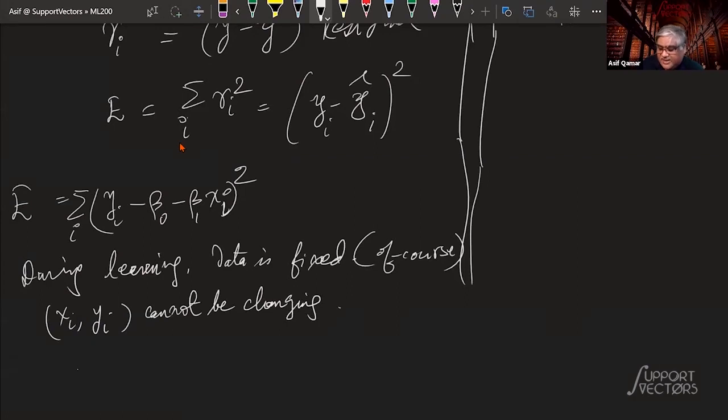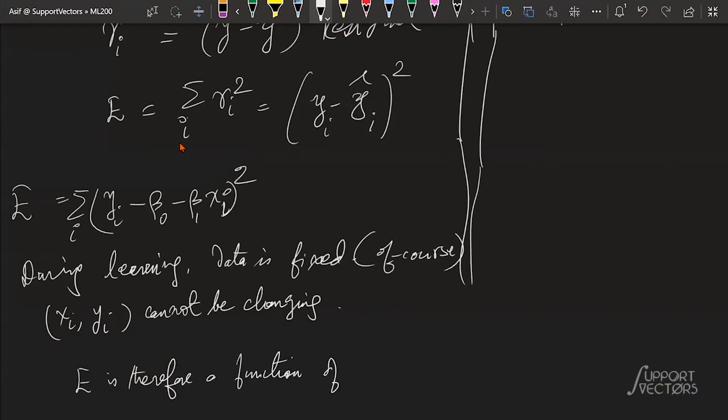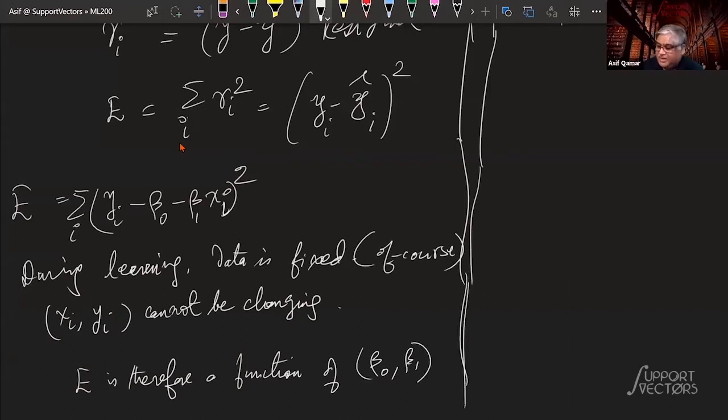Changing. So this E, what is it really a function of? E is therefore a function of beta naught and beta 1. Yes, beta naught, beta 1, isn't it? This is what is really happening here.